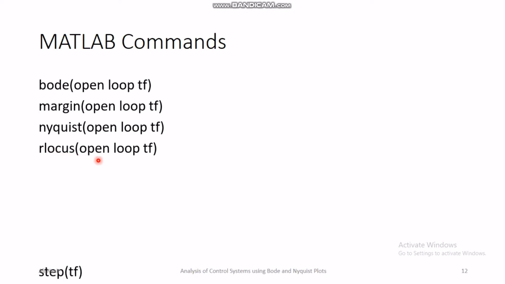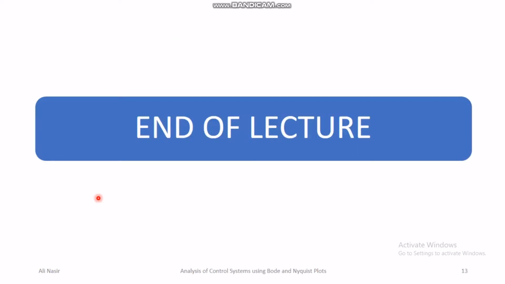And then there is the step command. This command you can use to find the step response of the closed loop transfer function, and usually the transfer function you plug in here is the closed loop transfer function. And then similarly there is the stepinfo command. It provides you different information related to the step response of a transfer function. Usually in the argument you use the closed loop transfer function. So these are a few commands in MATLAB that are very relevant to what we have studied in this course. And that's the end of today's lecture.